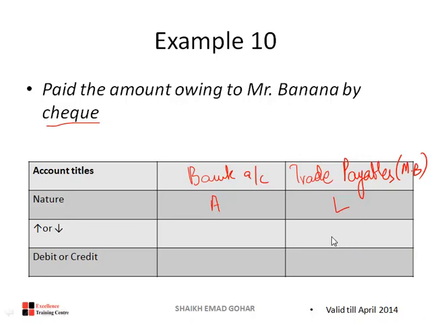I am paying them. So my bank account will decrease or increase? Not my bank account, the business bank account. Decrease. I have paid them. The liability will decrease or increase? Decrease. At that time the liability increased, but now the liability will decrease. Asset decrease, liability decrease. So what is the entry? Trade payables, debit, bank account, credit. Easy, difficult? Say it, easy.